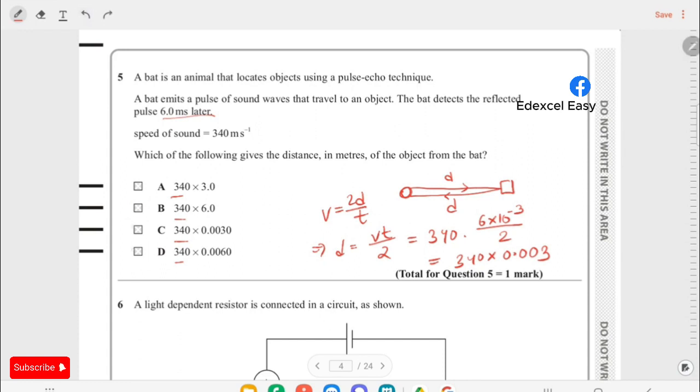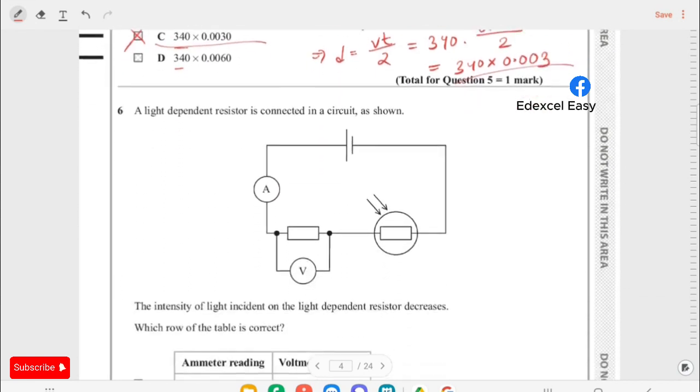Sorry, option C. I'm really sorry. Option C would be the correct answer, as you can match the answers from this calculation and the MCQ options. Okay, I think question 5 was clear. It was quite easy to understand. We move to question 6.